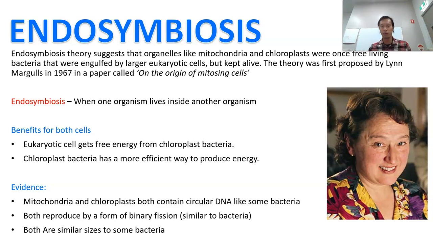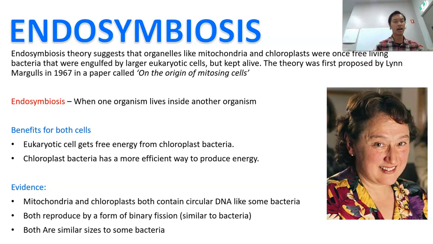Now, how does that benefit both cells? Well, the eukaryotic cell, the thing that ate it, gets free energy from the chloroplast bacteria, right? And then the chloroplast bacteria also has a more efficient way of producing energy, and it gets protection from this larger cell, right? So in many ways, it's this beneficial relationship between the two that then becomes permanent and causes them to become things like a eukaryotic cell.